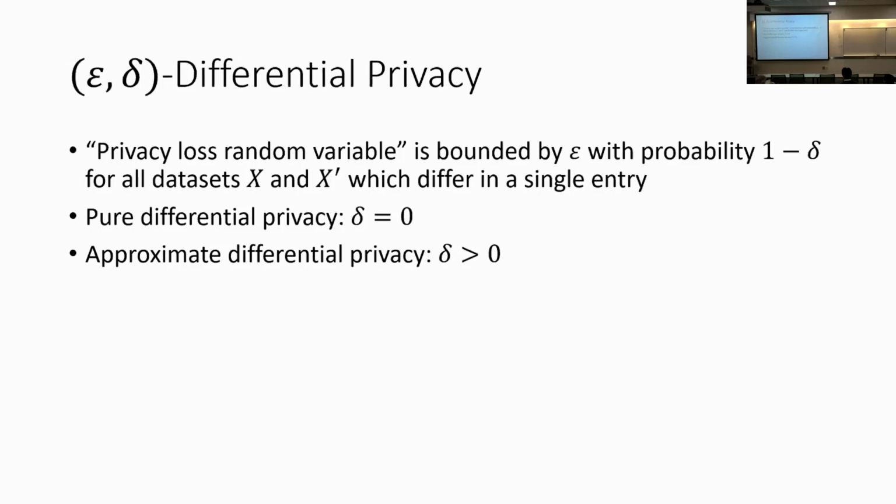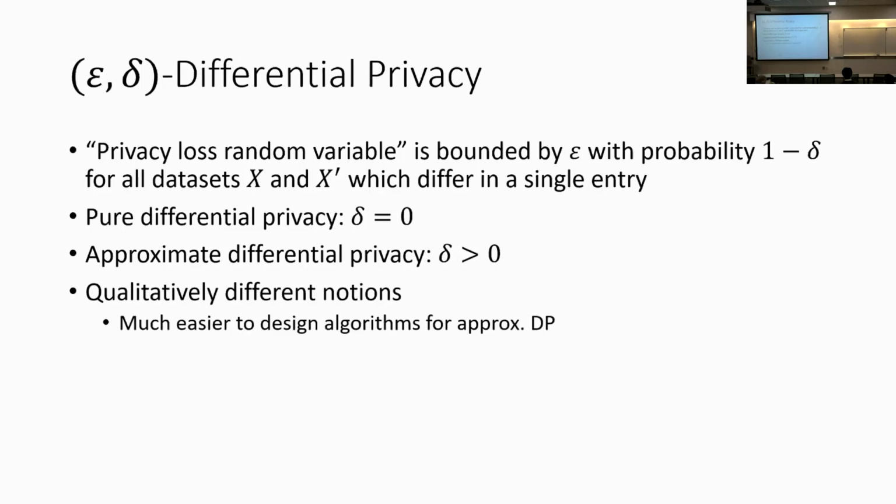Whereas approximate DP says that maybe things go wrong once in a while, with some small dependence on delta. It turns out that these are actually very qualitatively different notions. There are things you can do with approximate DP that you just can't do with pure DP. And this makes it a lot harder for algorithm designers if you want to guarantee pure DP, because there's just a lot of options which are not on the table anymore.